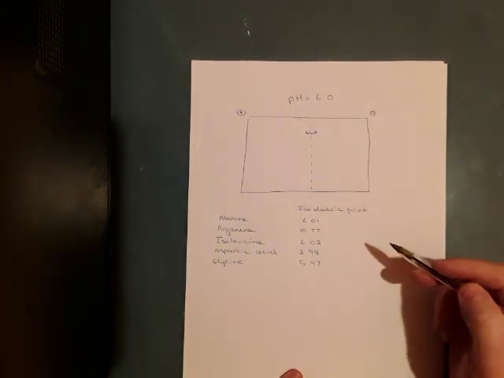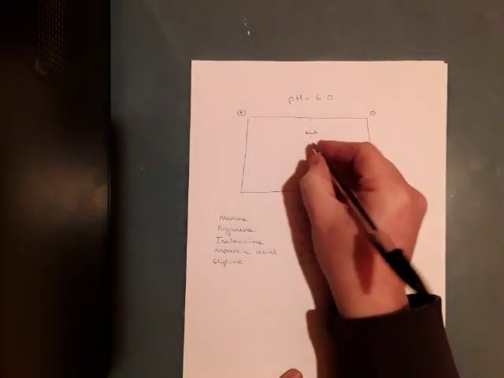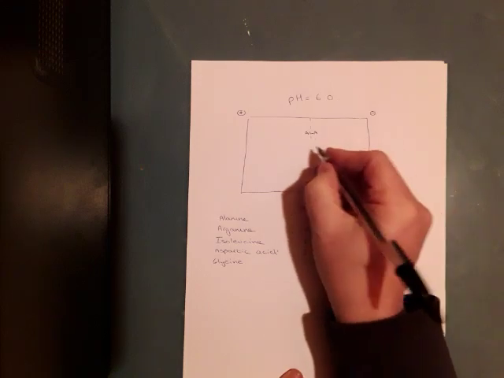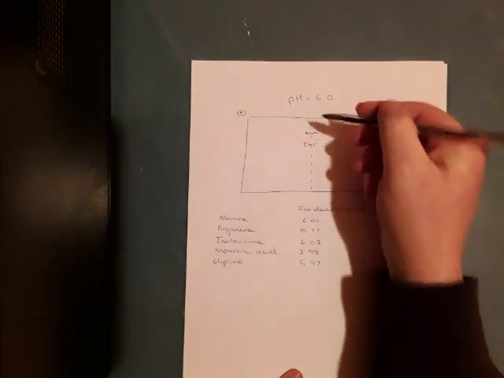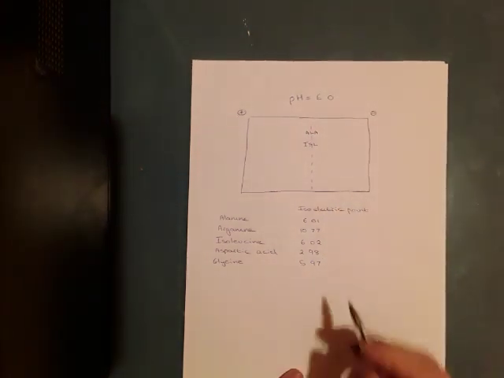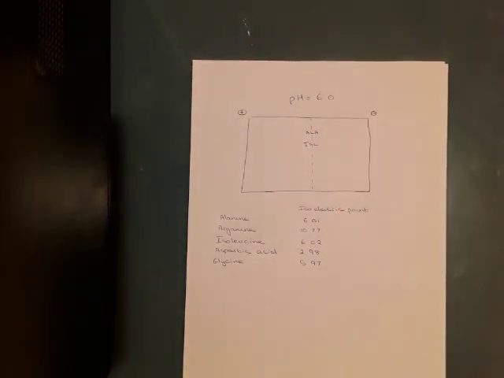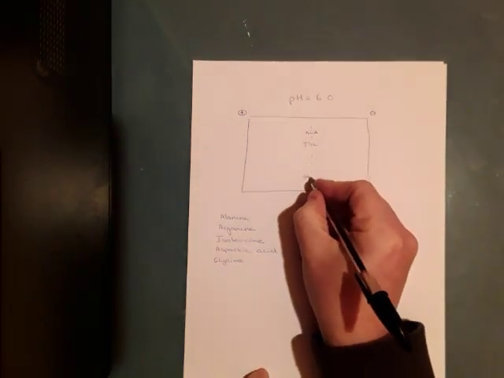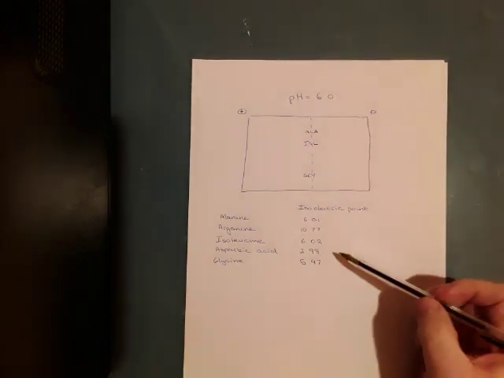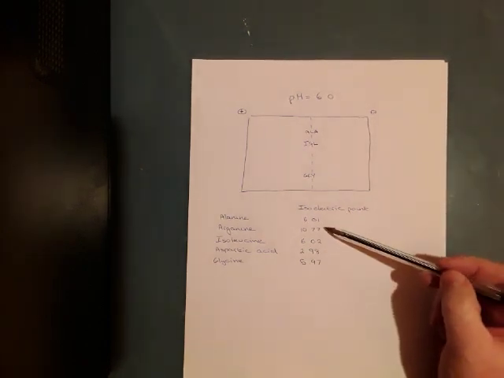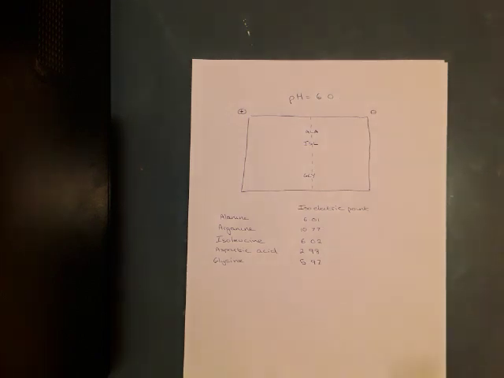Isoleucine, 6.02. I would probably put that here as well. I'll write that as ISL. So that's around the midpoint. And in fact, glycine, ever so slightly under 6, it's 5.97, but it is still going to be around there.